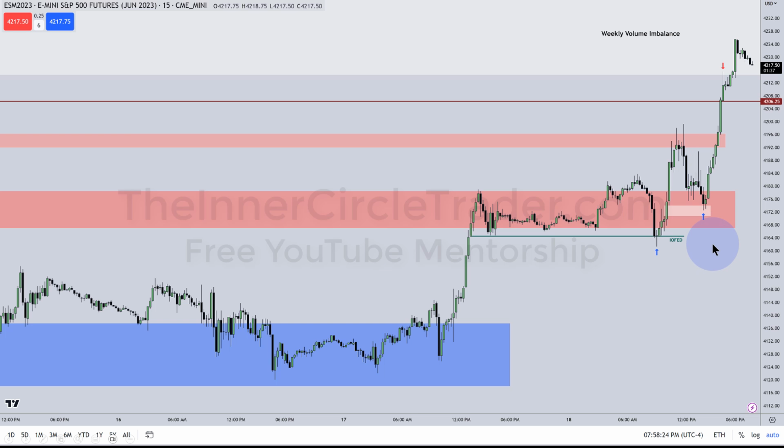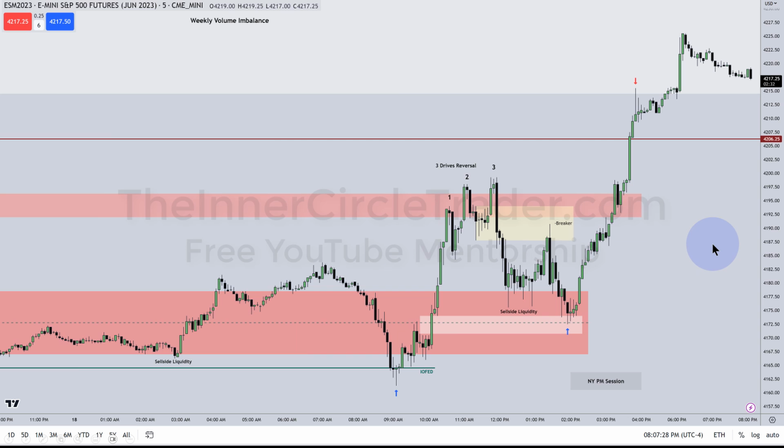And let's take a closer look at that morning session first. So we have the 3 drives pattern here. 1, 2, 3. Institutional order flow entry drill down here after taking sell side out. It rallies. Then we have the short-term reversal pattern here. This is a classic price action pattern. It's really good to indicate that we're likely to see some measure of retracement.